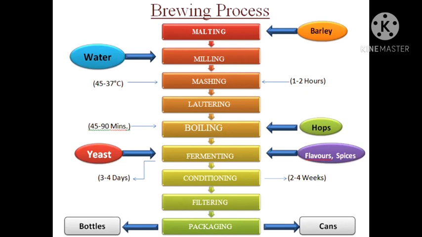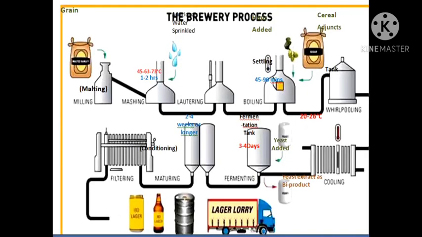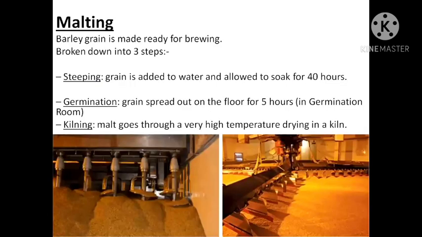Moisture, warmth, and oxygen are necessary for growth. Moisture is made available by soaking, and warmth by spreading the grain on the malting floor. We have to take out the grains and spread them on the floor so that they can germinate. This is the process by which barley grain is made ready for brewing.